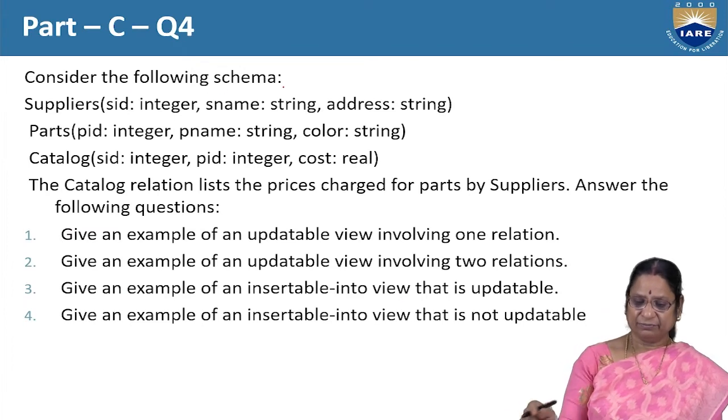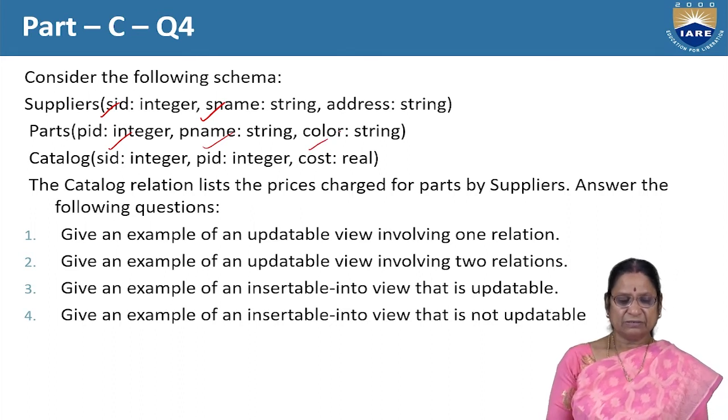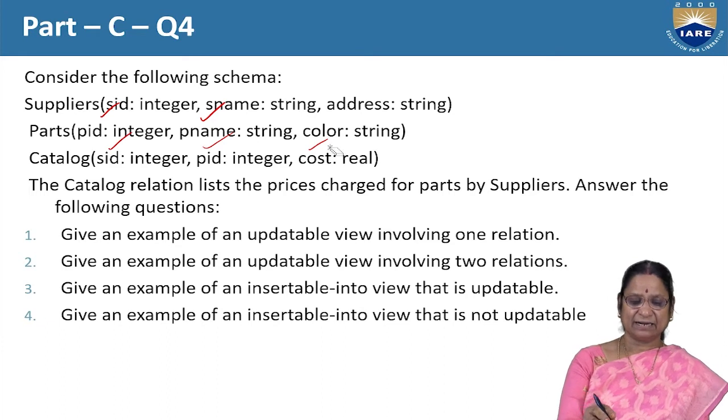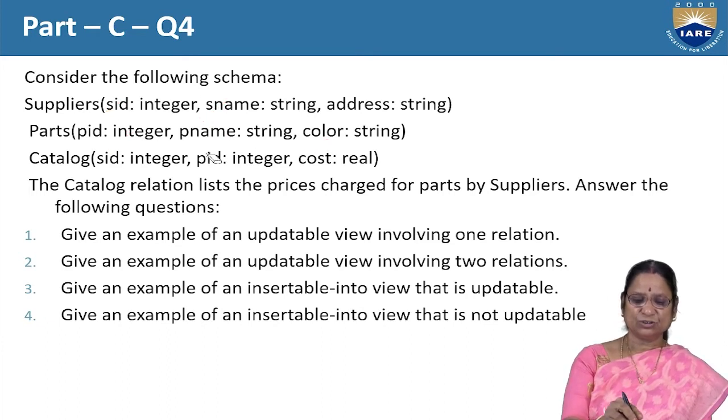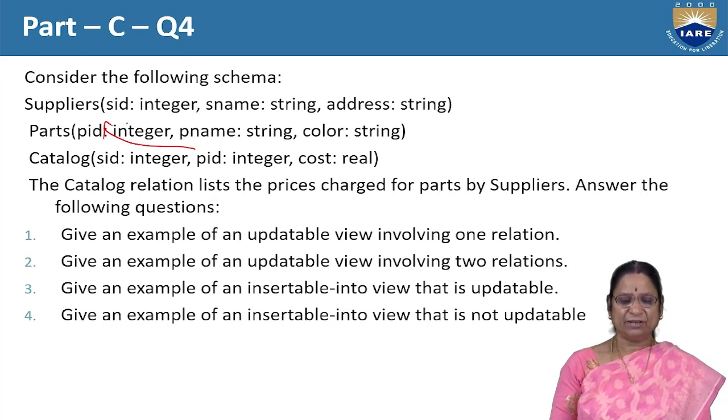And we are having suppliers. Part name is available. Part ID is there. Here our supplier ID, part ID, and cost are there. So for the attributes, that's why we are taking these two tables, parts and catalog, and we are joining them by using a common attribute concept, that is PID of parts is equal to PID of catalog.